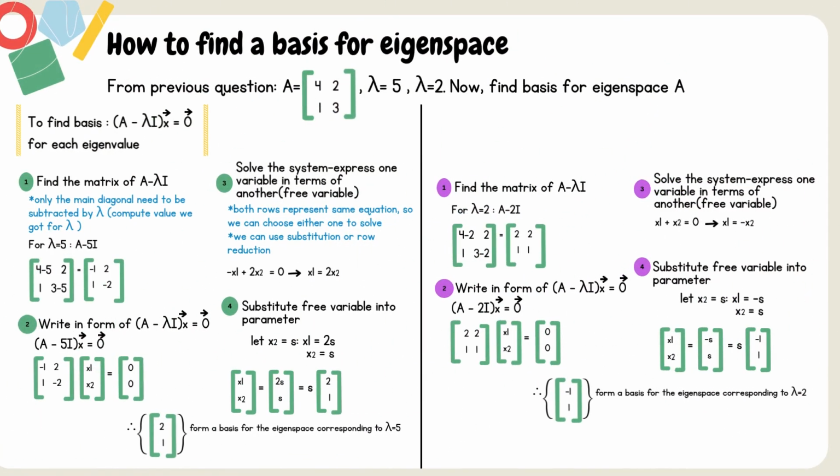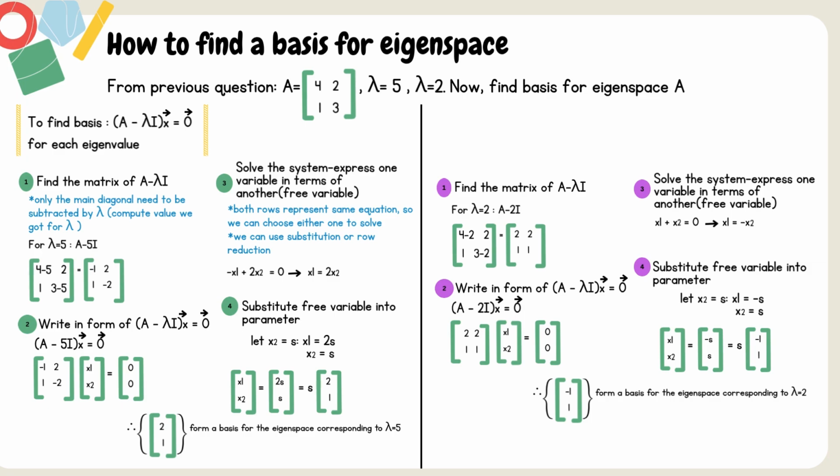Next, I will explain how to find a basis for the eigenspace. From the previous slide, we have already found the eigenvalues of matrix A, which are lambda equals 5 and lambda equals 2. Now, I will explain how to find the corresponding eigenvectors. In other words, we're finding the basis for each eigenspace. To find the basis, we need to solve the equation A minus lambda I times vector x equals the 0 vector. So, step 1, find the matrix of A minus lambda I.